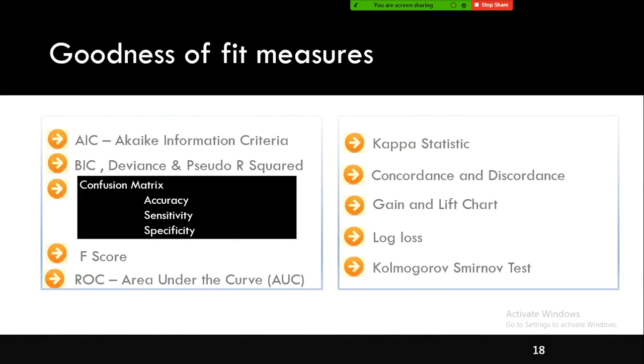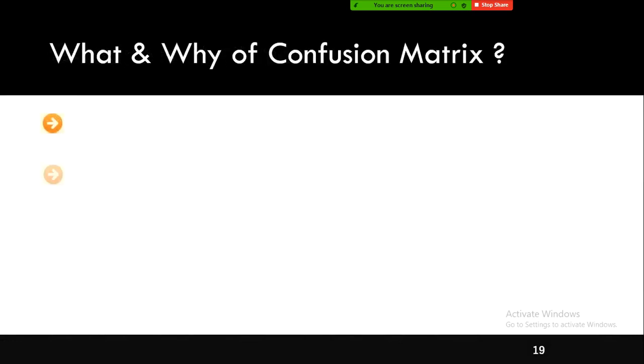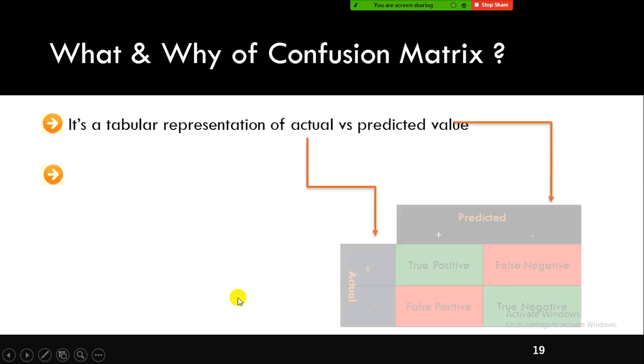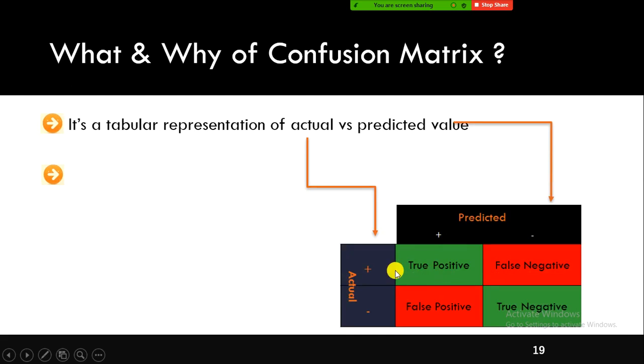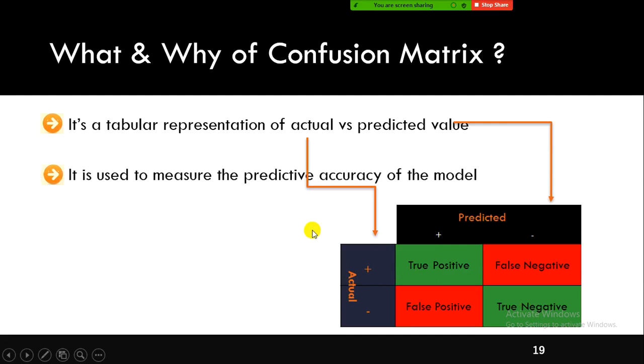Next we'll see what is a confusion matrix. This is another metric. A confusion matrix is a table representation of actual and predicted values. The rows have the actual values while the columns have the predicted values. This is used to measure the predictive accuracy of classification models. It is used not only for logistic regression, but for all the other classification algorithms. That's why I told you at the outset of today's session that all the classification algorithms will use a confusion matrix.